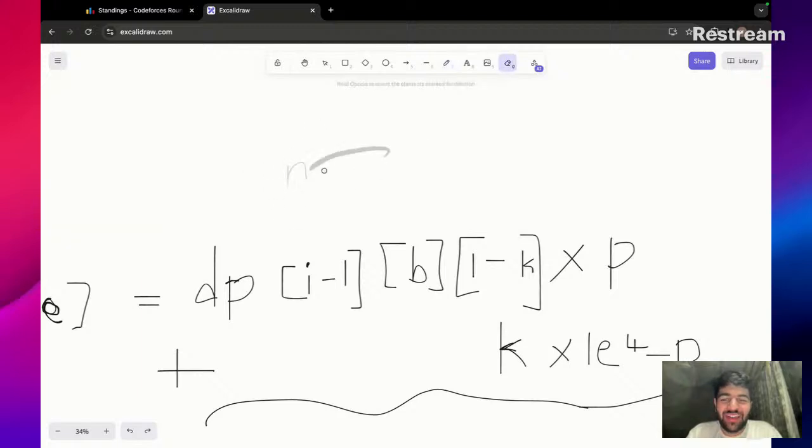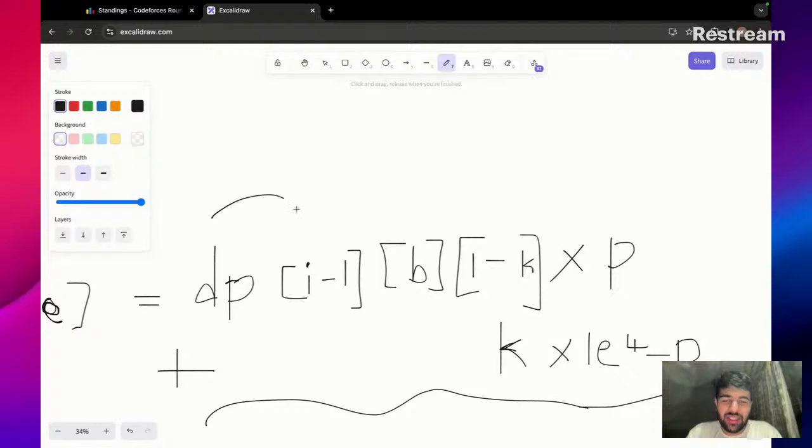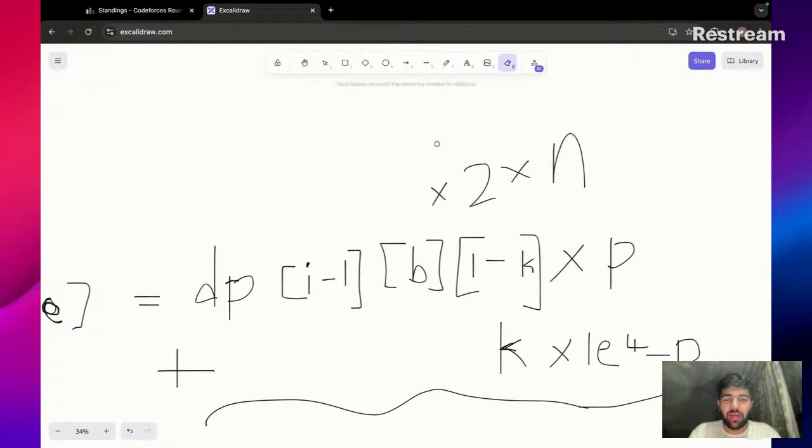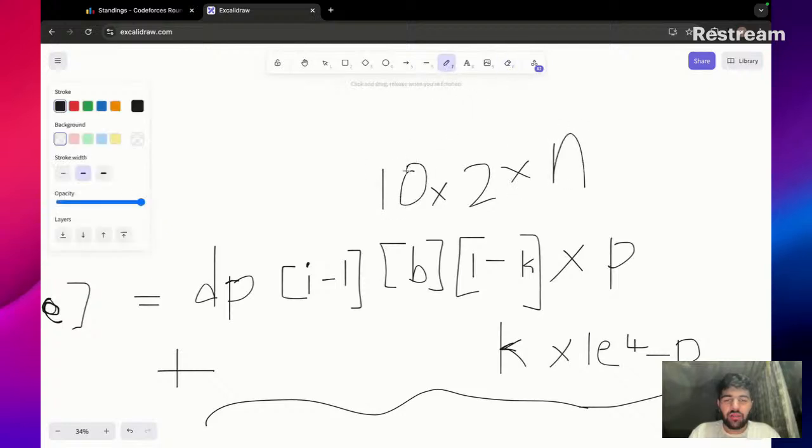But this should also work. This has less time complexity, right? This is 10 bits, sir. Ah, sorry, 1023. Sorry, my bad. 10 into 2 into n.